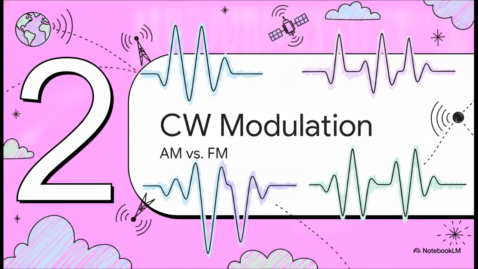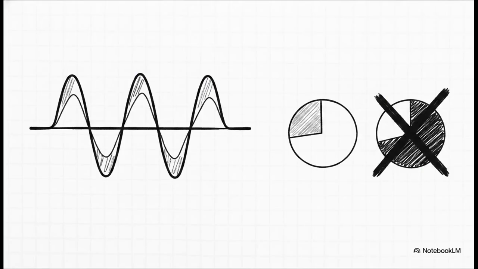Moving fast to Section 2, Continuous Wave Modulation. We're putting amplitude and frequency modulation head-to-head. Okay, for amplitude modulation, you need these formulas memorized cold, no excuses. Modulation index mu is just your message amplitude over your carrier amplitude. Total power is carrier power multiplied by 1 plus mu squared over 2. And bandwidth is simply 2 FM.